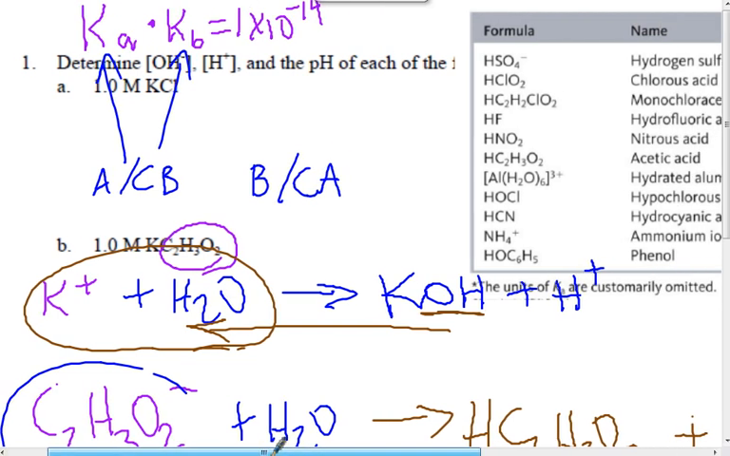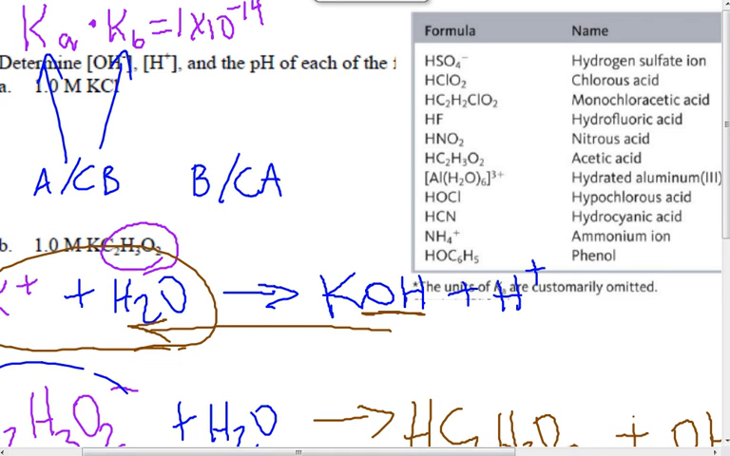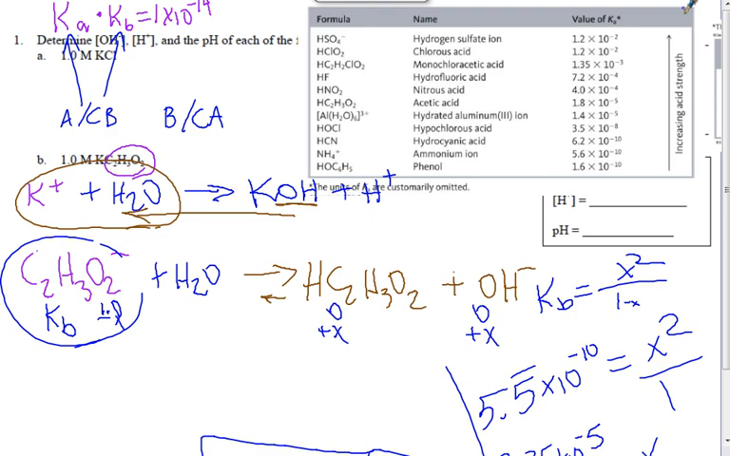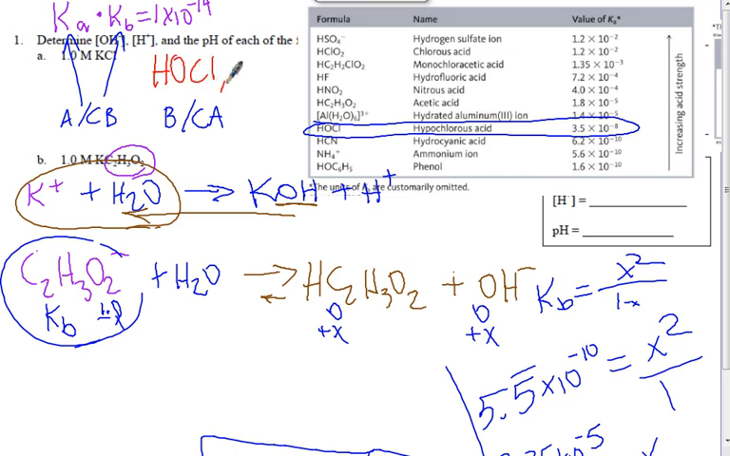If you know the conjugate acid and you know the base, let's just pick one, hypochlorous. If the acid is HOCl, what is its conjugate base? OCl minus 1, right? Because it's losing that hydrogen.